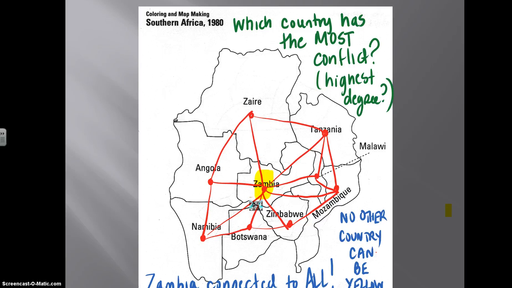We're going to look for our next highest degree, and it's either Mozambique or Tanzania. So I'm going to choose one of those and any vertex that's not adjacent to that country. I chose Zaire and Botswana. And finally, we're going to look for the next highest degree, Tanzania. And we're going to make Angola and Zimbabwe the same color. And then we will choose our fourth color. So the chromatic number is 4 for the Southern Africa map in 1980.